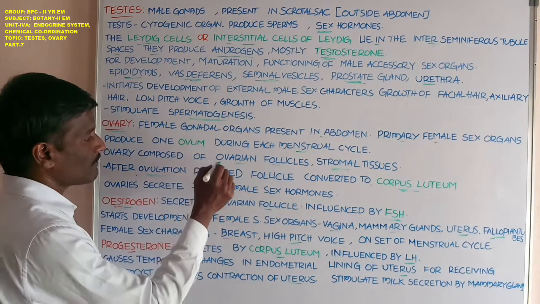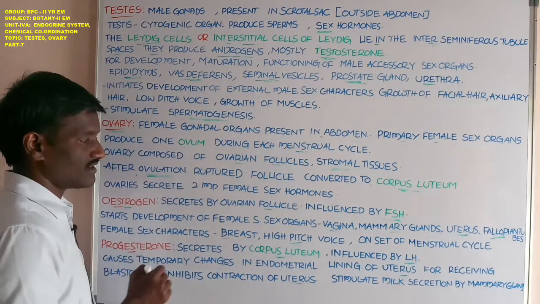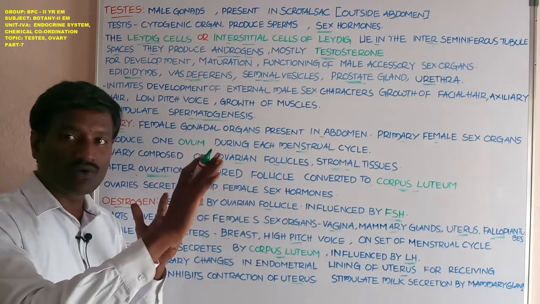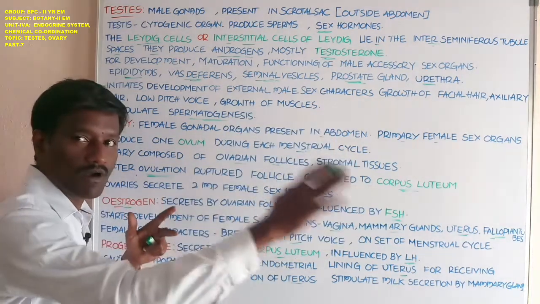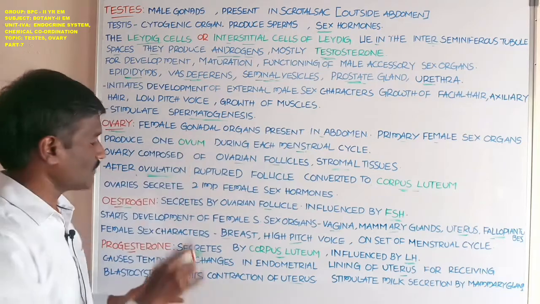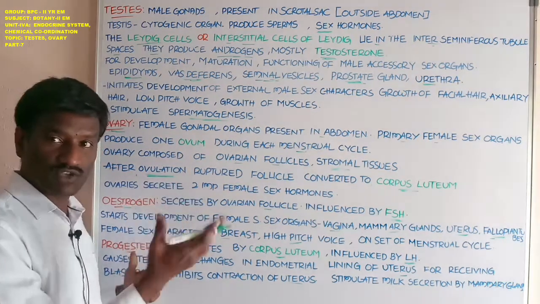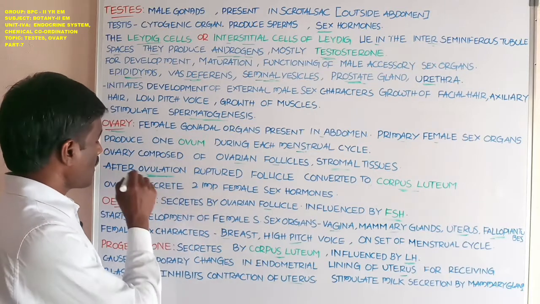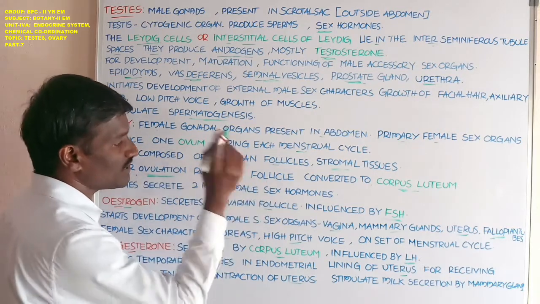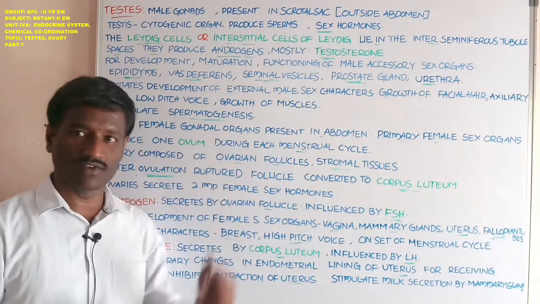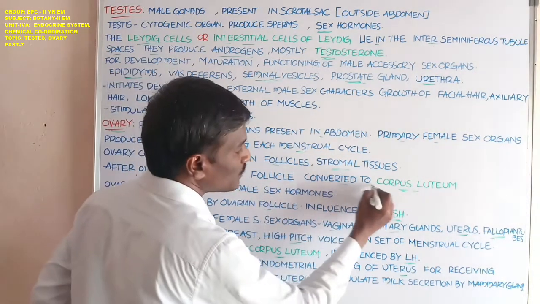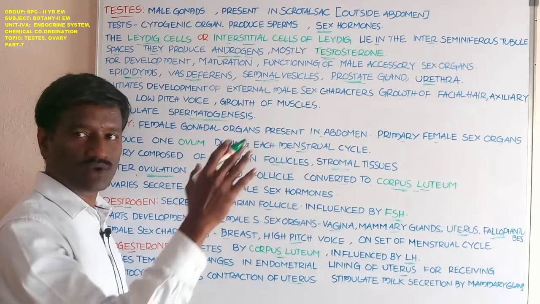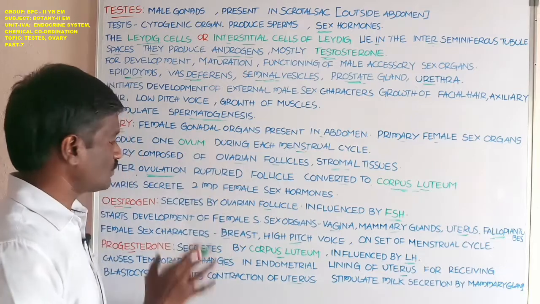That process is called ovulation: the release of the ova from the fully developed ovarian follicle, termed the Graafian follicle. After ovulation, the ruptured Graafian follicle is converted into a yellowish body called the corpus luteum.